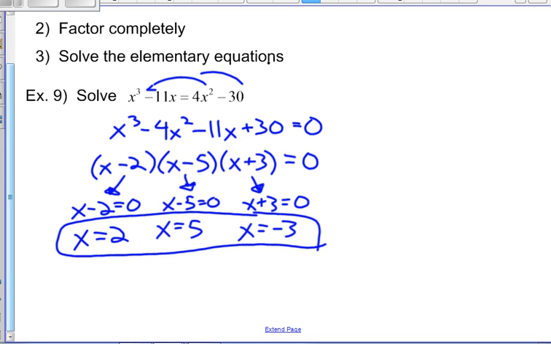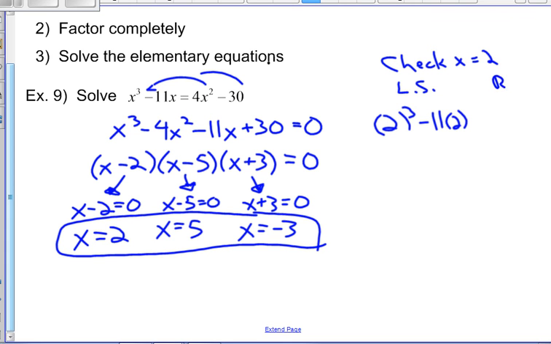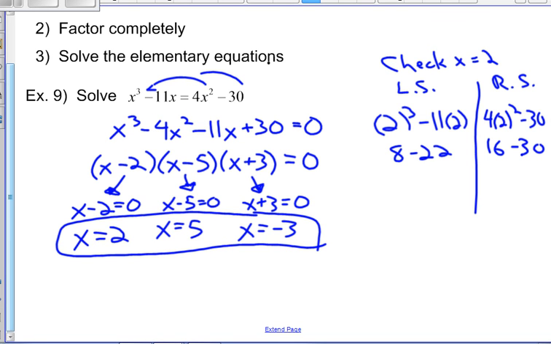You could check them in the original one. And let's just do that for x equals 2. Check x equals 2. The left side would be 2 cubed minus 11 times 2. The right side would be 4 times 2 squared minus 30. Let's see what we get. That's 8 minus 22. This is going to be 16 minus 30. On this side, we're going to have negative 14. This side, we have negative 14. Yay, x equals 2 is a solution.